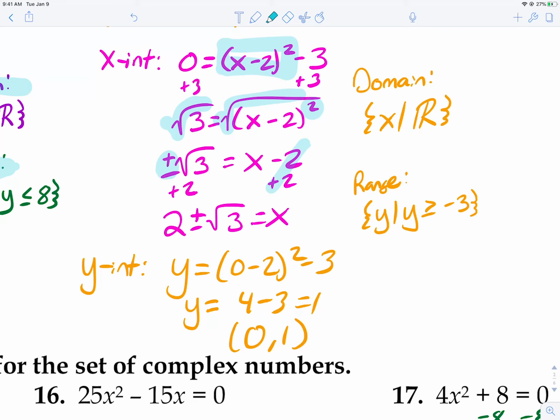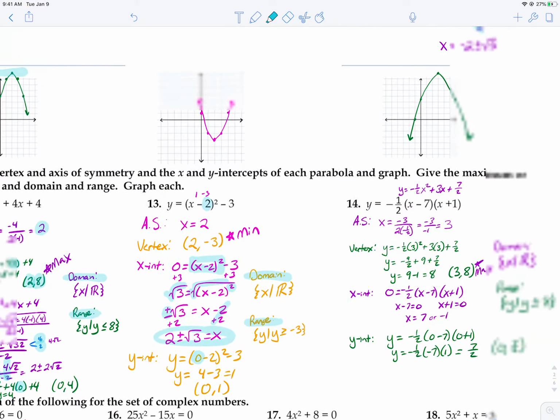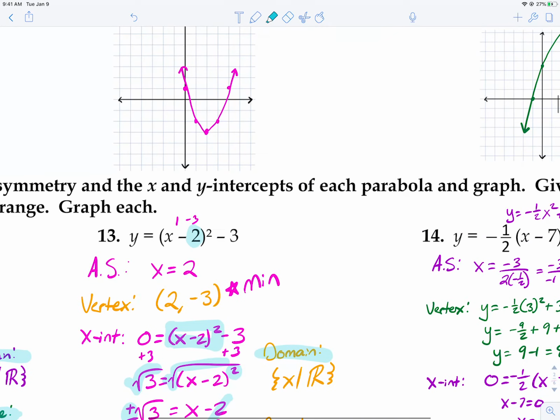And for the y-intercept, x equals 0, so I plugged in 0 for x, and I solved it, and I got a 1, so the y-intercept is (0, 1). For the x-intercepts, by the way, you could find that as a decimal. I didn't. For the domain, it is all real numbers, and for the range, y is greater than or equal to negative 3. Since the vertex is the minimum, y is at negative 3 and above.